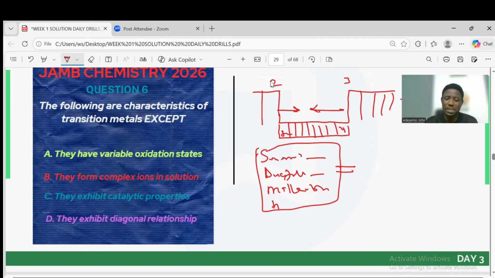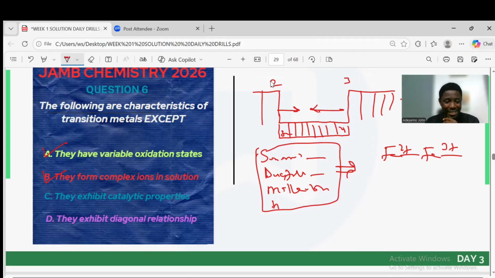But there are some properties, like high melting point and high boiling point, that are general properties of metals. There are some properties that are unique to transition metals, those metals found between group two and group three of the periodic table. They have variable oxidation states. That's true. If you look at iron, 2+, 3+. If you see manganese, it has from +7, +4, +5. They form complex ions in solution. Please take note. These are the properties uniquely attributed to transition metals.